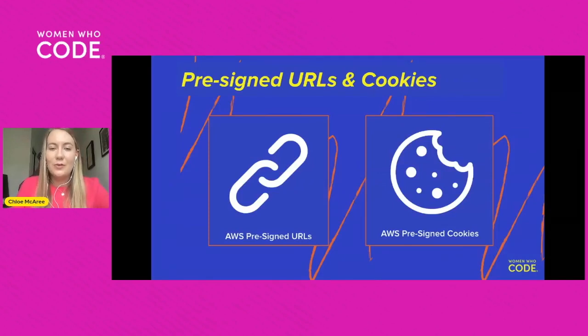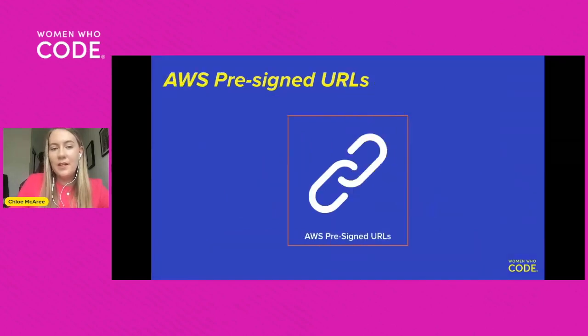This is where pre-signed URLs and pre-signed cookies come into play. AWS pre-signed URLs and pre-signed cookies are authentication mechanisms that allow you to grant temporary access to your content to a limited number of users without exposing your AWS credentials. So let's start with URLs.